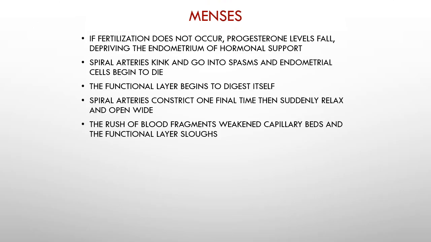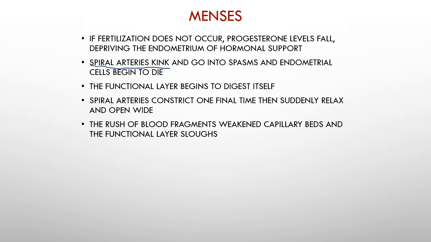So menstruation itself, if fertilization has not occurred, there's been no hormones coming from the embryo at that point, is going to lead to a decline in estrogen progesterone, which then, as we mentioned before, causes the spiral arteries to kink. So they're going to stop blood supply up to the endometrium, and the endometrium then dies. And then all of a sudden, the spiral arteries themselves one last time are going to open wide open. And that's going to basically push off all of that endometrium off of the uterine wall.